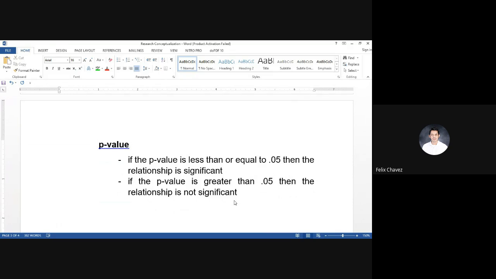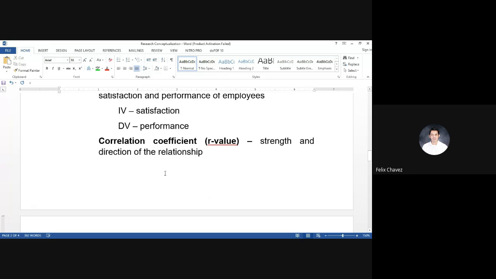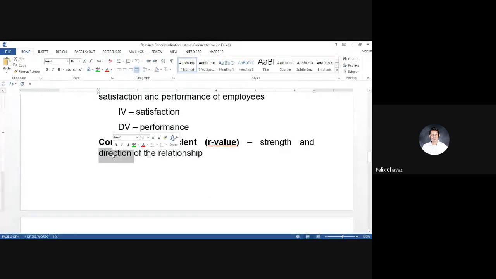Now, in the correlation coefficient, when we say direction of the relationship, the R value can be positive or negative when it comes to its figure. Okay, so when we encounter a negative R value, meaning the relationship is inverse. Okay, so when we say inverse relationship, when the IV goes up, the DV goes down. That is an inverse relationship.